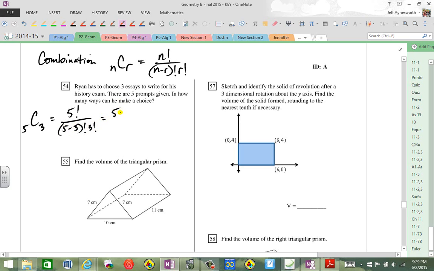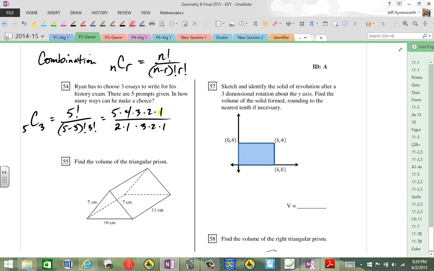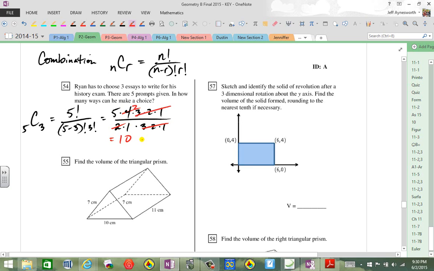What is that? Well, it's 5 times 4 times 3 times 2 times 1 divided by 2 factorial, so 2 times 1, times 3 factorial, 3 times 2 times 1. Well, all of these cancel out with all of these. 2 into 4 is 2, and 2 times 5, well, that's 10. So there's 10 ways, okay? There's 10 ways to make your choice. That's all there is to it. It's a combination. Numbers are pretty small here, so you don't need a calculator.